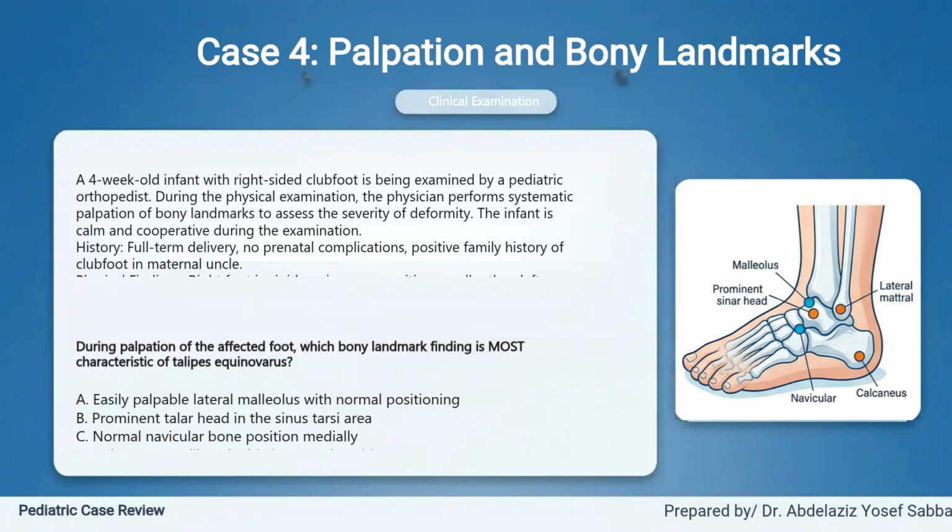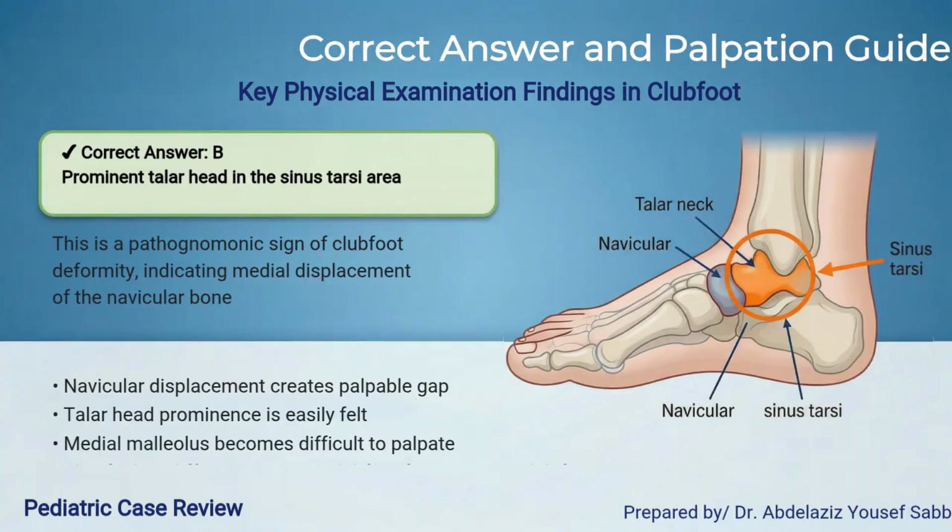Option A. Easily palpable lateral malleolus with normal positioning. Option B. Prominent talar head in the sinus tarsi area. Option C. Normal navicular bone position medially. Option D. Calcaneus readily palpable in neutral position. The correct answer is option B. Prominent talar head in the sinus tarsi area.